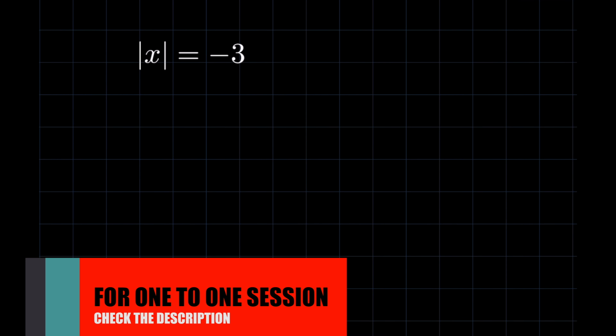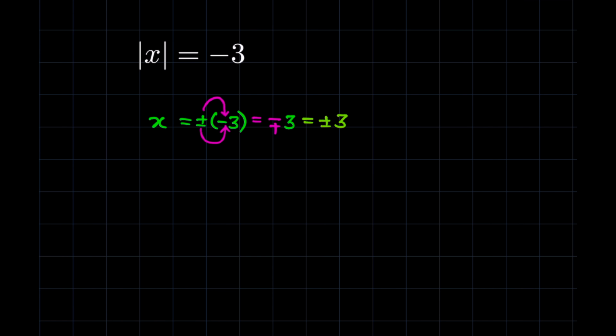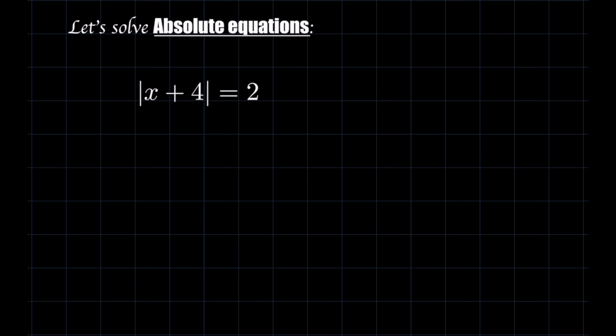Let's try the next question. Again in this question, just put positive negative before the constant negative 3. And if you simplify it, positive times negative is negative. Negative times negative is positive. So we get negative positive 3, which is same as positive negative 3. Okay, let's increase the difficulty level now.